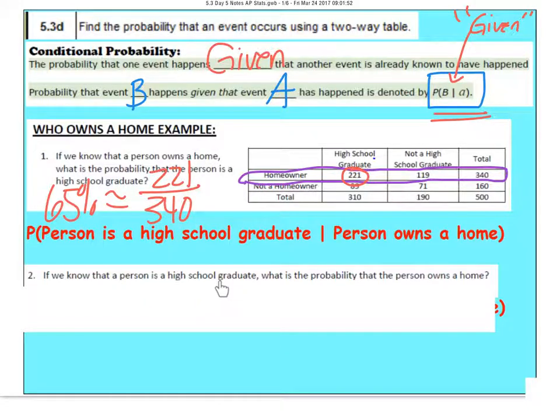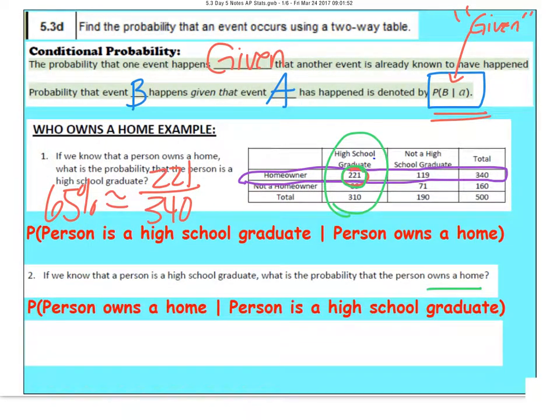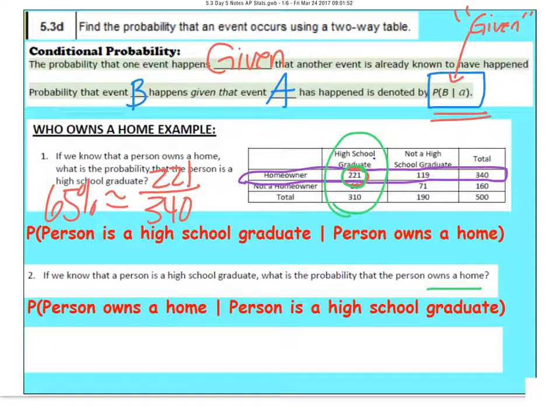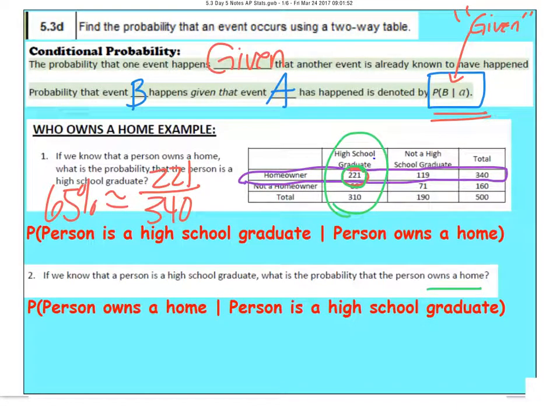If we know that a person is a high school graduate, what's the probability the person owns a home? What subgroup am I looking at? Well, if we know the person's a high school graduate, that is my group. That's the conditional statement we're looking at, and I want to know if they own a home, so here I'm looking at that value. Let me show you how this one would be written out. The formula would be the probability a person owns a home given the person's a high school graduate. And what I would do for that calculation is just 221 over 310. So it's a similar type of calculation, but in this case we're looking at the column and not the row.